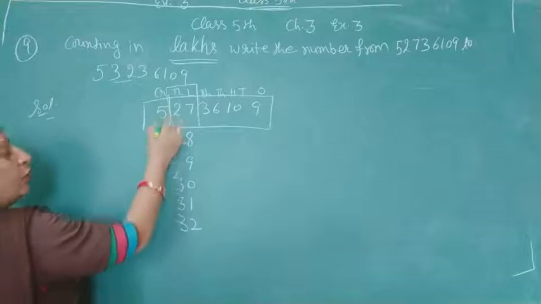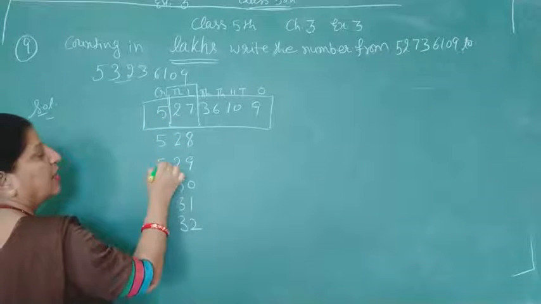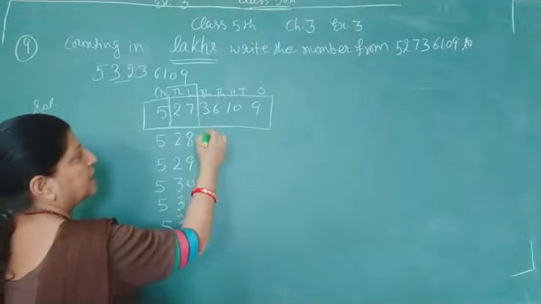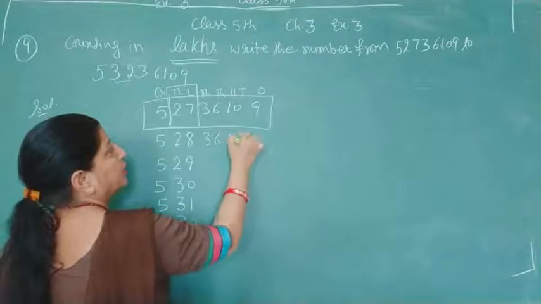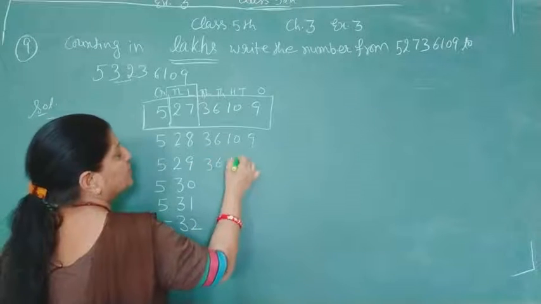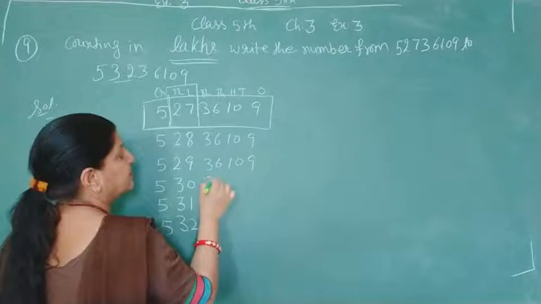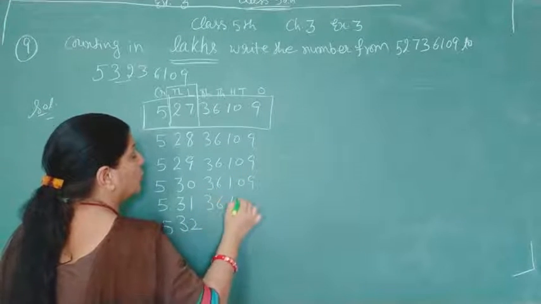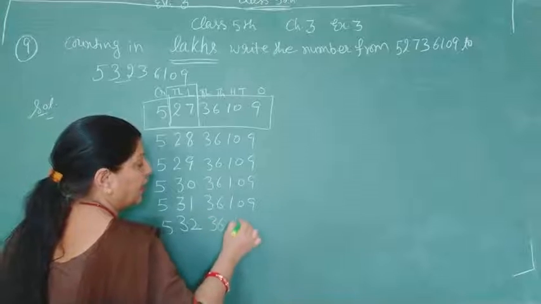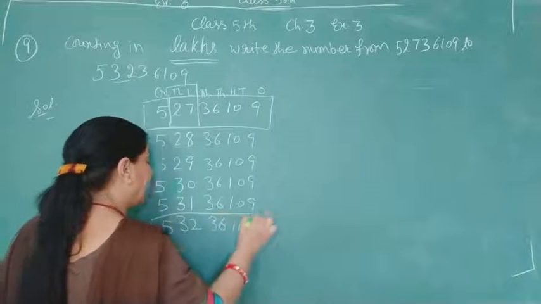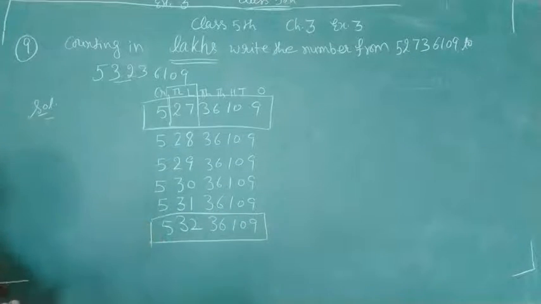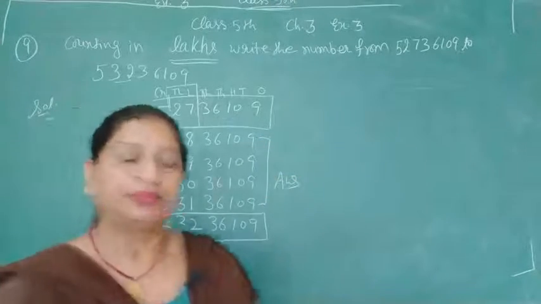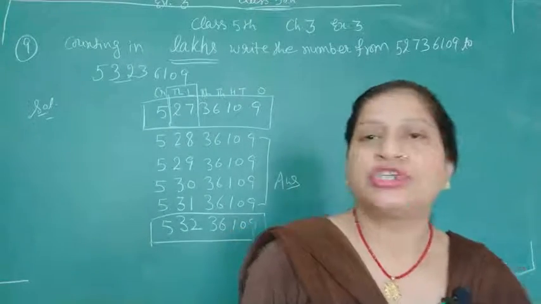Clear? Now we fill all these places like this, and from the right side places also fill, and after doing this process we get all these numbers which lie between these two numbers. So this is our answer, and by doing this method we get our solution. Clear? So this one is your answer. Now the next question, question number 10.